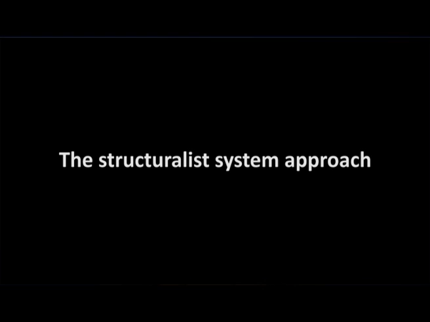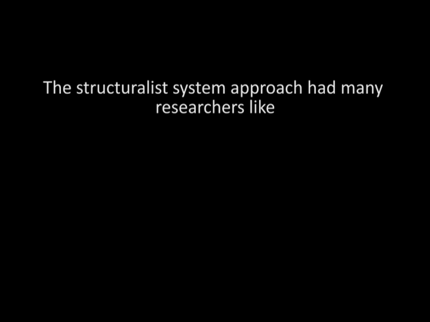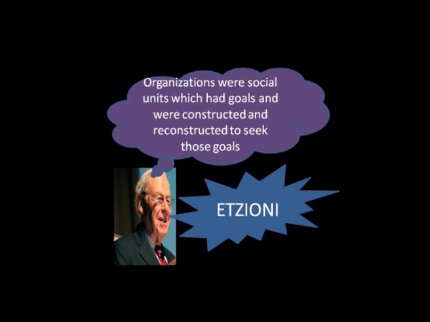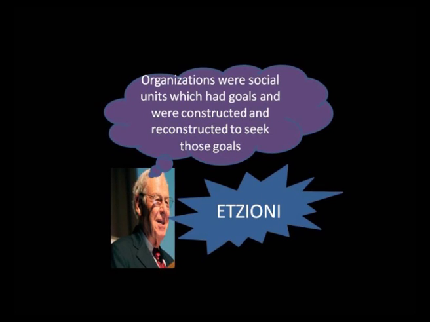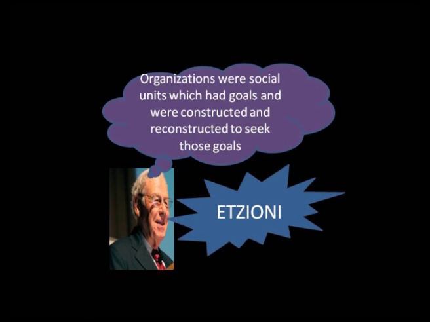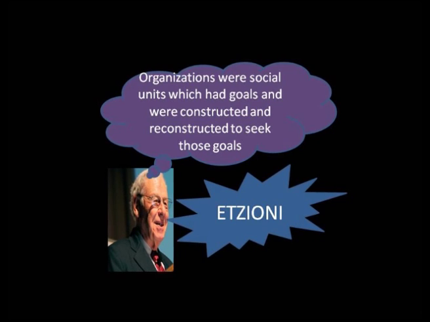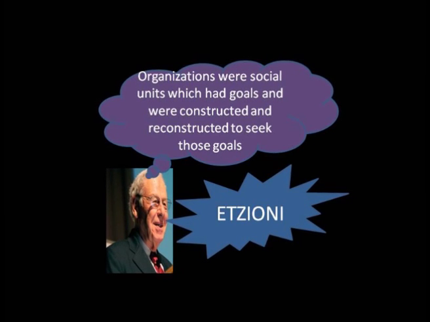The structuralist system approach. The structuralist system approach had many researchers like Blau and Scott and later on Etzioni adopt it. They did this by categorizing the organization as formal and complex. According to Etzioni, organizations were social units which had goals and were deliberately constructed and reconstructed to seek those goals.